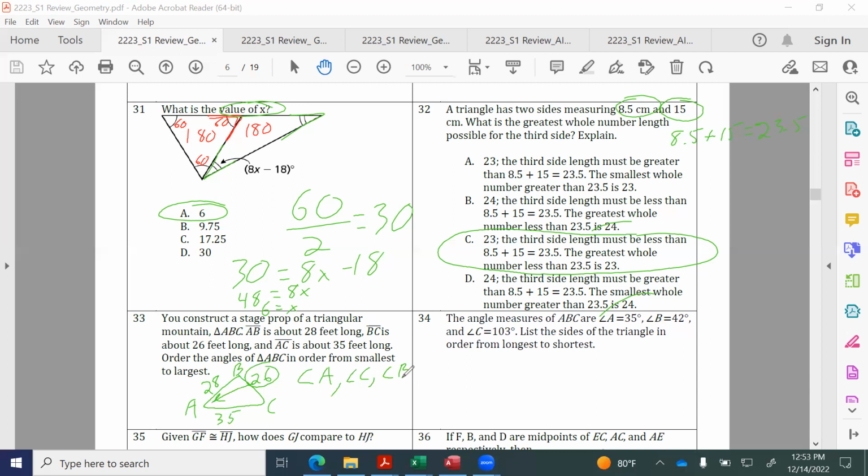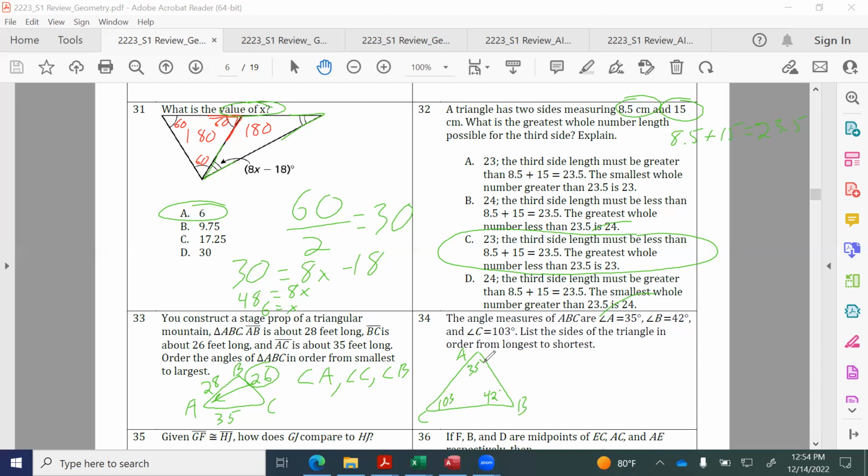All right, 34. Again, there's no diagram there. The angle measures of triangle ABC are 35, 42, and 103. List the sides of the triangle in order from longest to shortest. Again, first thing you should do, draw a diagram. A, B, C. So then, if we label this, A was 35, then B was 42, and finally, C was 103.